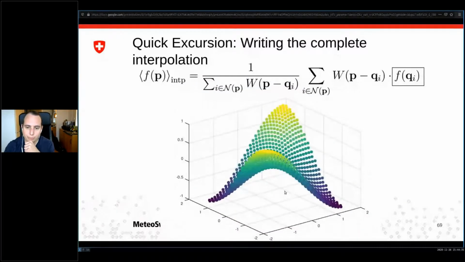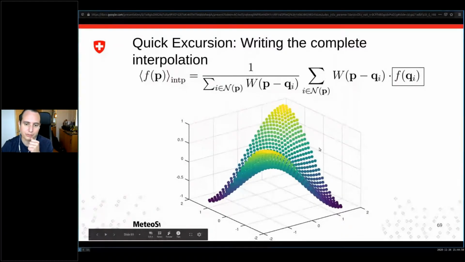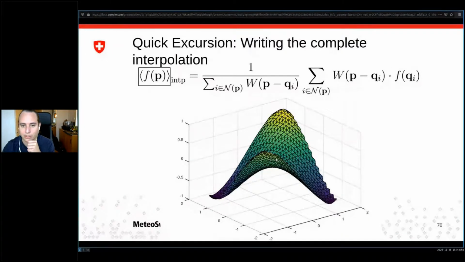Okay, and here we just have a picture to inspire some confidence that this stuff is actually working. So here we have the source points, so to speak, which are residing on the vertices. And here we have the resulting interpolant, which doesn't even look half bad if you ignore the boundaries.